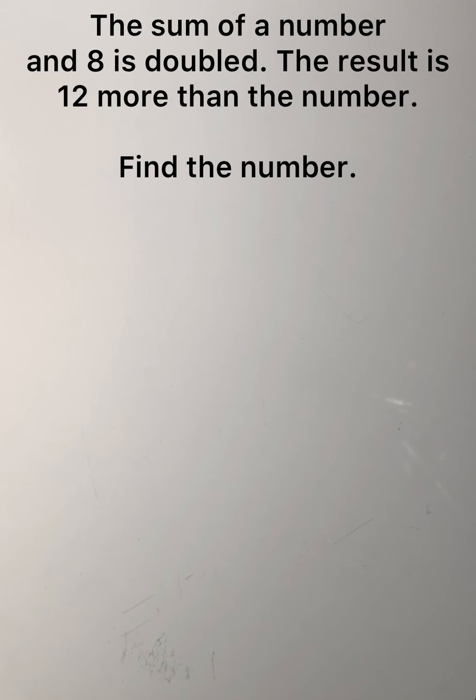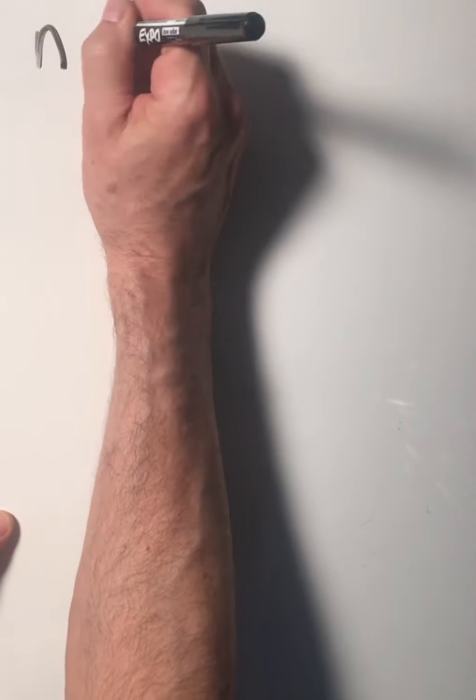it out. The first such statement is this: the sum of a number and 8 is doubled. The result is 12 more than the number. Find the number. So the idea here is we're going to use a variable to represent this one number that we are given a few conditions about. And we could use any letter that we want, but I'll use the letter N to stand for number.